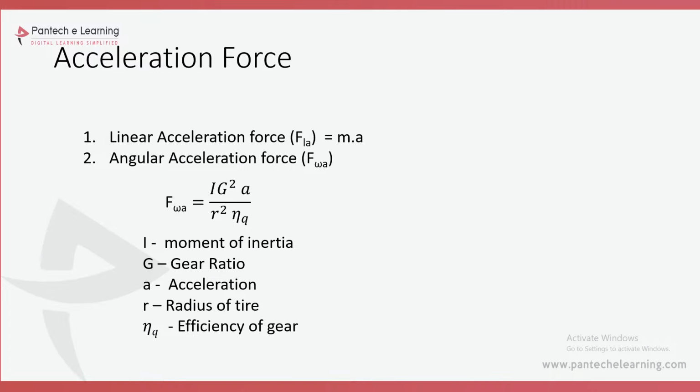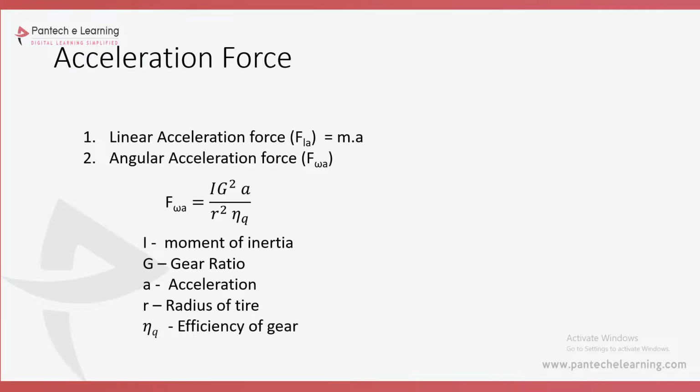Okay, so the angular acceleration force formula is I g square a by r square into nq. I is the moment of inertia, g is the gear ratio of your vehicle, a is the acceleration, and r is the radius of your tire. nq is the efficiency of the gearbox, not your gear efficiency, the efficiency of the gearbox.